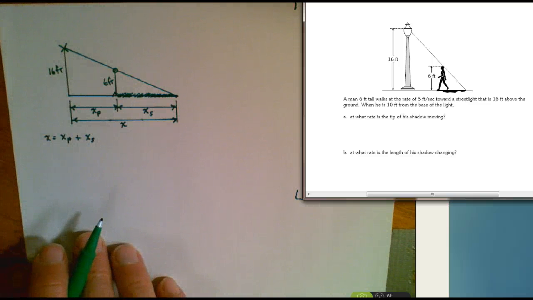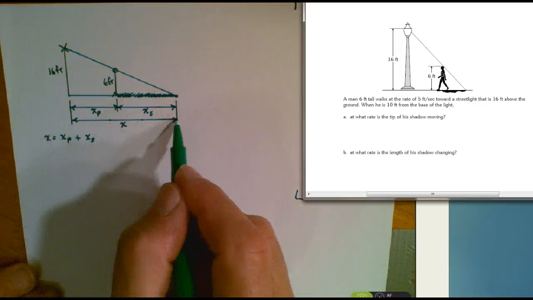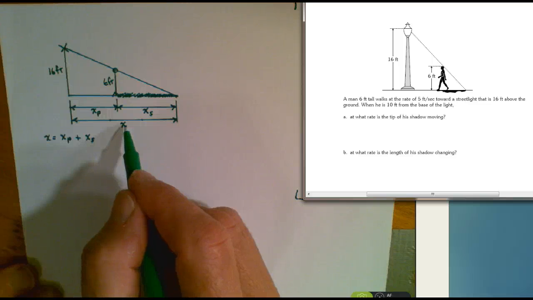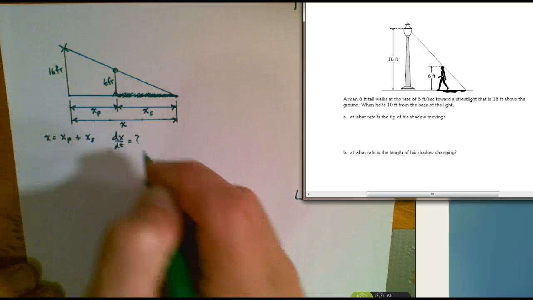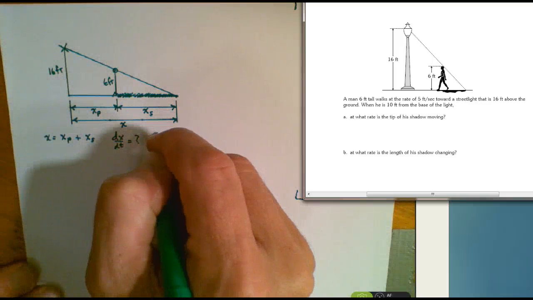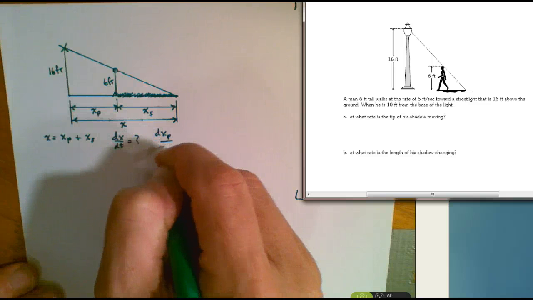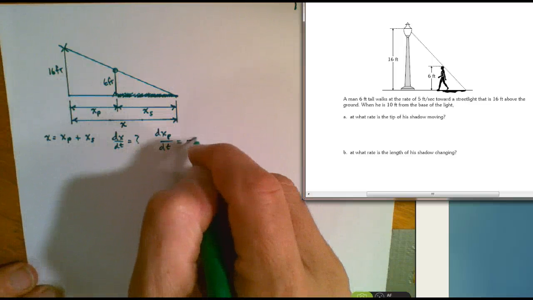We can differentiate that with respect to time, but we will go ahead and continue our toolbox and then get an idea of what we're looking for. So the problem asks us for what is the rate at which the tip of the shadow is moving. And that would be the rate dx dt. So what we're looking for is dx dt, and that's what we're out to find. Now, since the problem says that the person's walking at a rate of 5 feet per second toward the street lamp, that really is the rate dx sub p dt, and since we're closing that gap, we're going to call that a negative 5 feet per second.